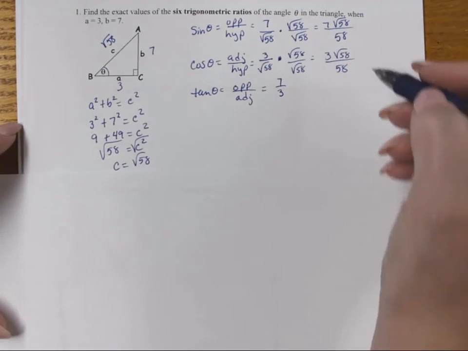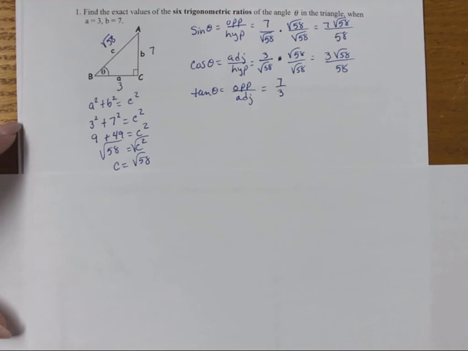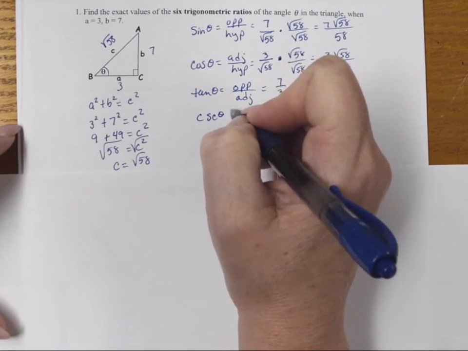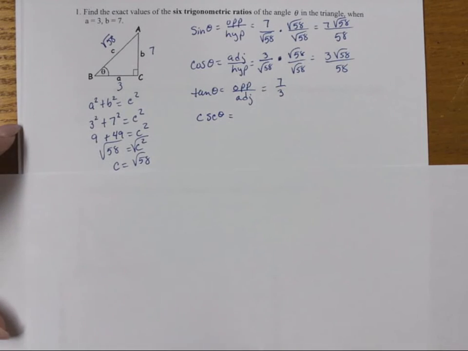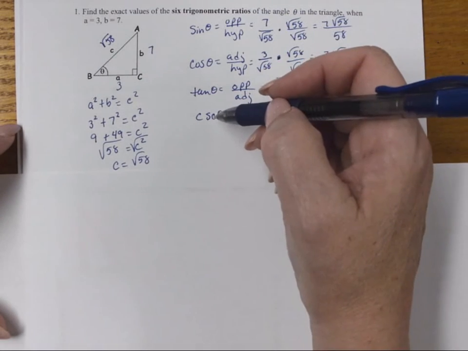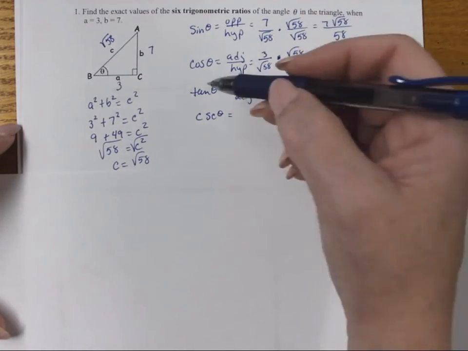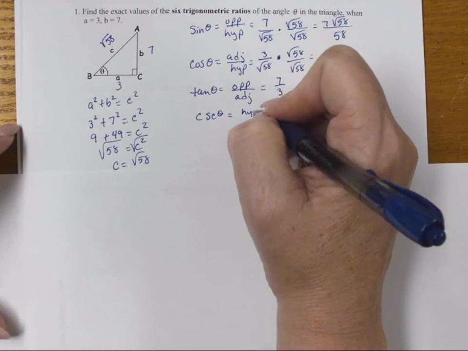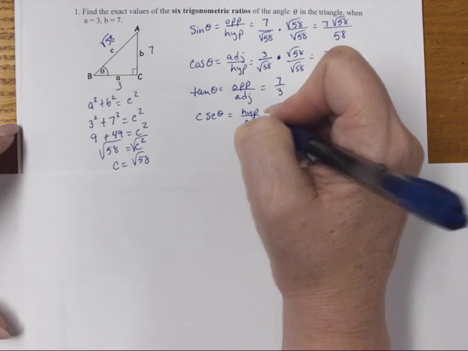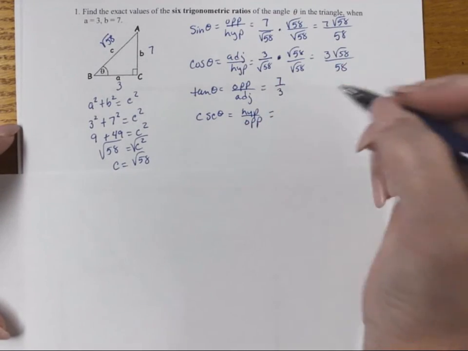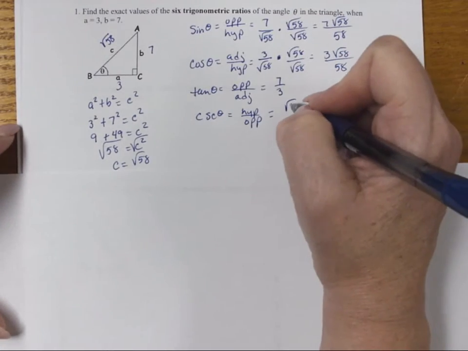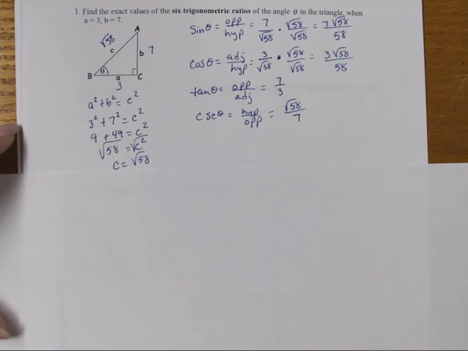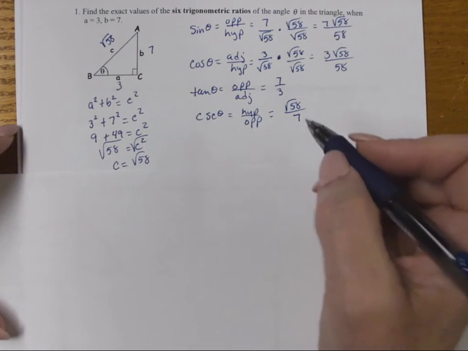If we look and find our other 3 trig ratios, the one that goes with sine is going to be cosecant theta. Remember, everybody gets a co in their partnership, so we have sine and cosecant, cosine and secant, and tangent and cotangent. So cosecant is going to be the hypotenuse over the opposite because it's the reciprocal identity. So our hypotenuse is the square root of 58, and our opposite is 7. And we don't have to rationalize that one, so that's awesome.